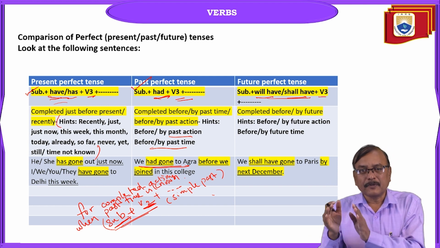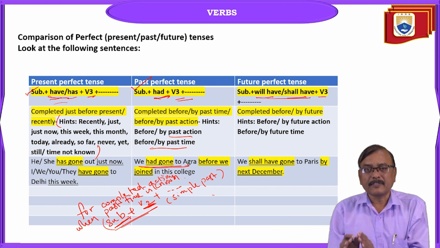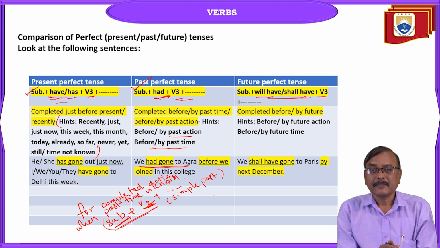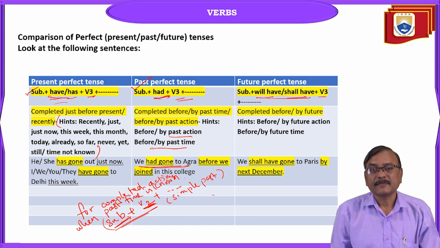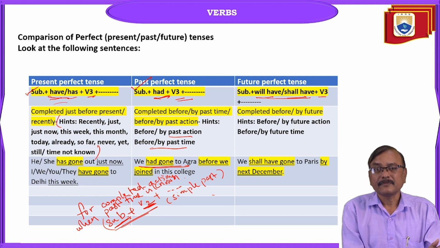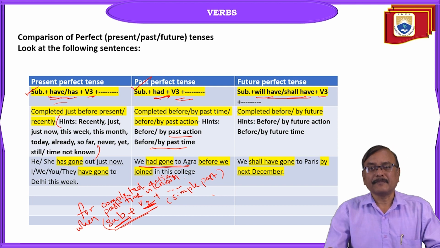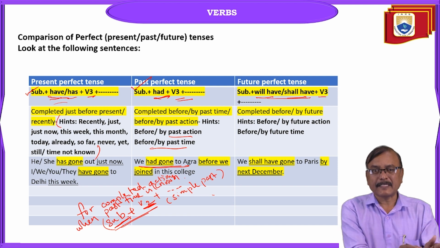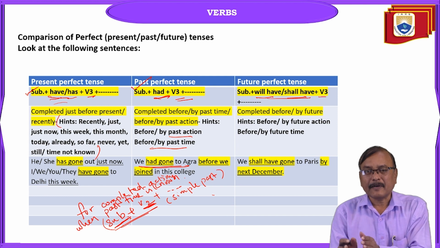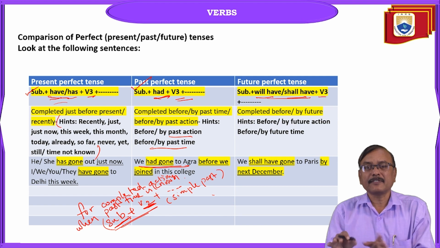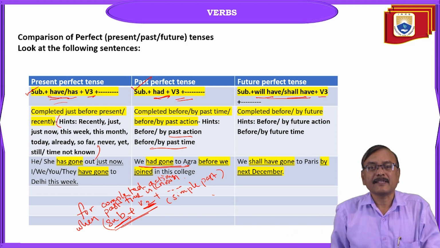Is it clear? Simply you make a comparison. If the actions are going to be completed before future, future perfect. If the actions were completed before past, past perfect. If the actions were completed whose time is not known or recently completed actions, present perfect. Simple. Make a comparison. If it is just before present time, if it is completed, present perfect. If it is completed before past time, past perfect. If it is completed before future time, future perfect. Simple. This is the clarification.